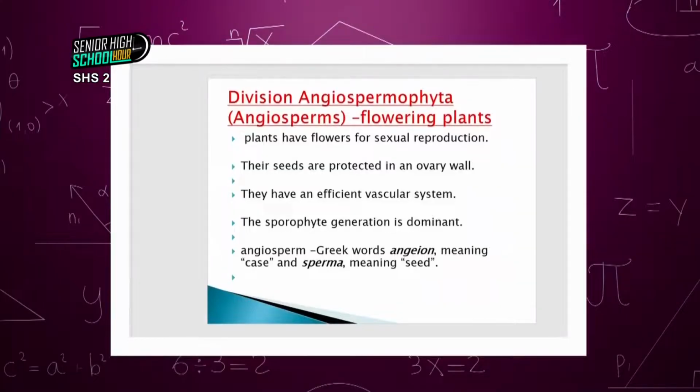The seed is covered in something, so it's a covered seed. That's why we call it angio. The angio means a case, and the sperma means seed. The gymno means naked, and the sperma means seed. So the gymno means naked seed. The angio means seed in a case, so a covered seed. So we say that the seeds are protected in an ovary.